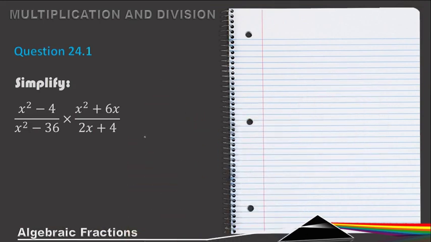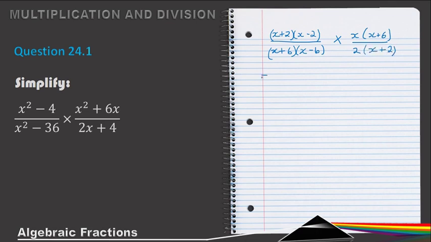Now for question 24.1. Our first step is to factorize. In the first numerator, we've got x squared minus 4, that's a difference of squares, so that's x plus 2 and then x minus 2, over. Here we have a difference of squares again, x plus 6, x minus 6, and then that's multiplied. Here we have a common factor of x, so that's x plus 6, and there we have a common factor of 2, so that's x plus 2.